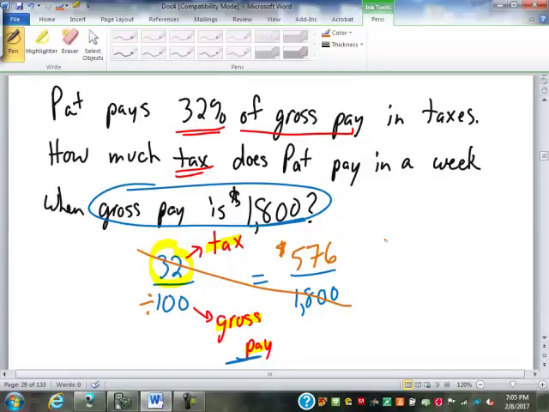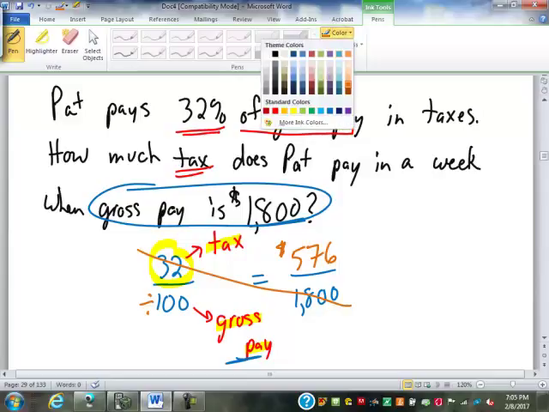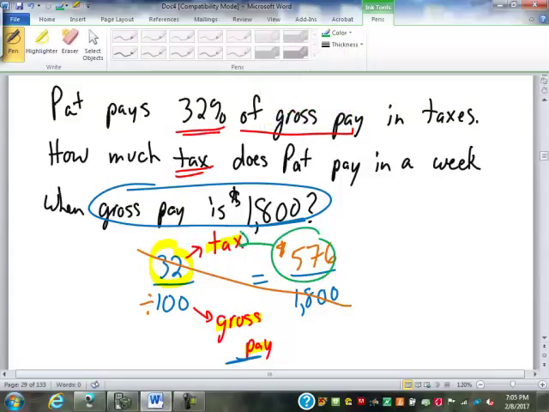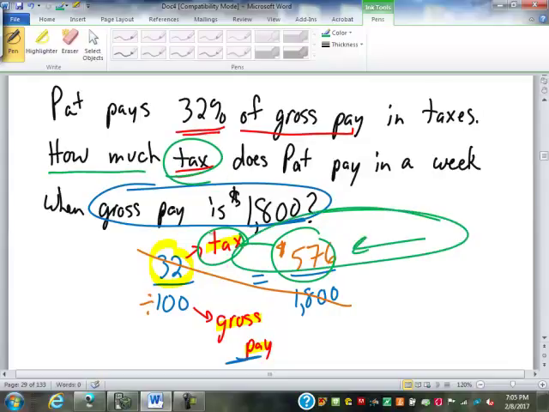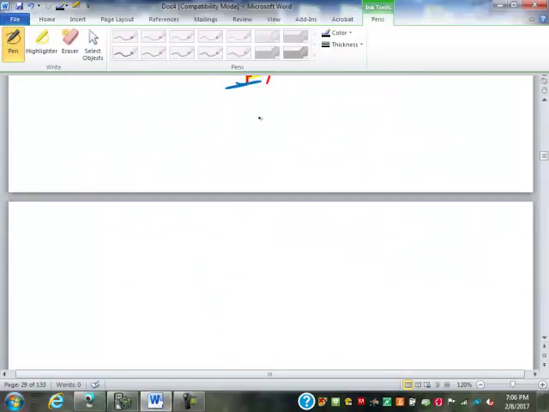Now, I'm going to ask this question. You might wonder, why am I asking it? Is the 576 what we're looking for? Well, the 576 represents the tax. In this problem, are we asked to find the tax? How much tax, right? Yes. So yes, that is their answer. There's a reason why I asked that question, because there are going to be times in these problems when that's not the end of the line. That's not necessarily the answer we're looking for.